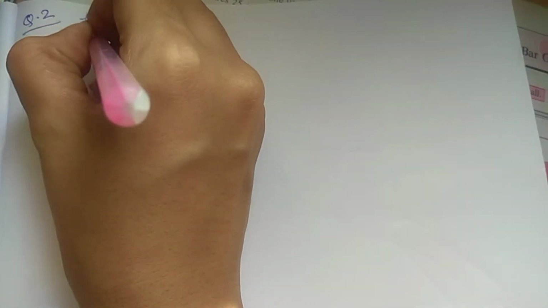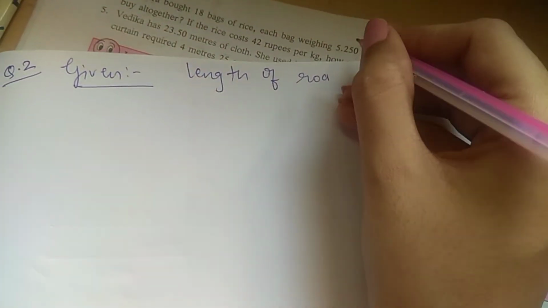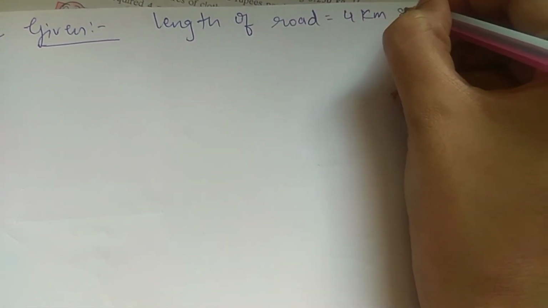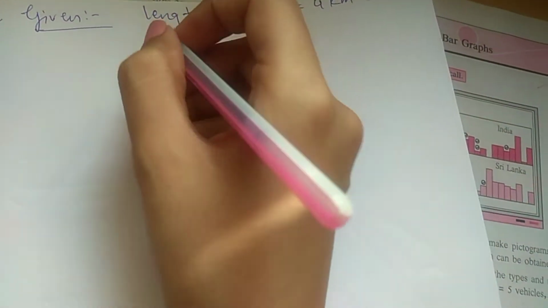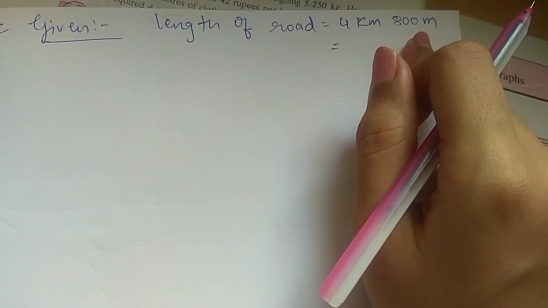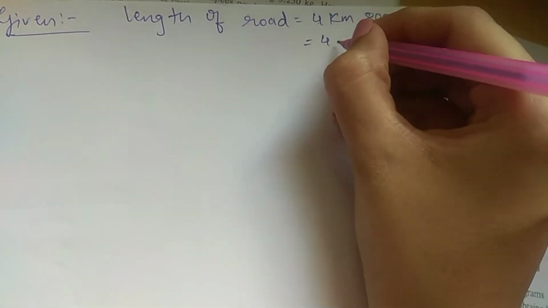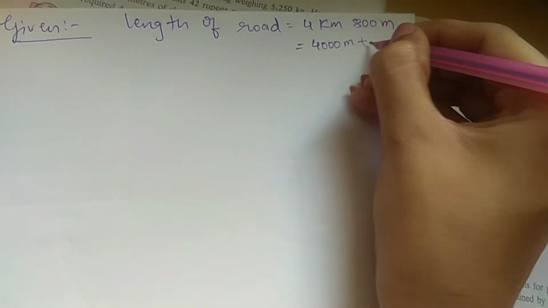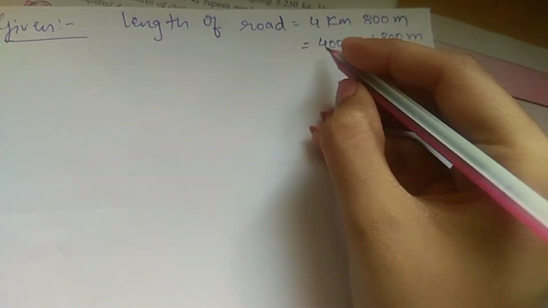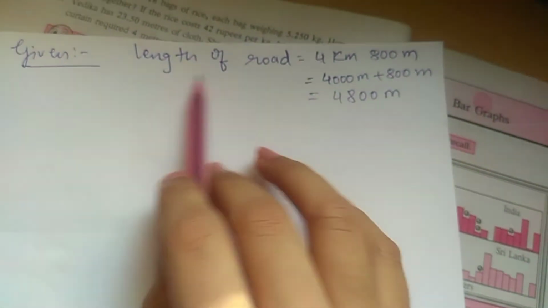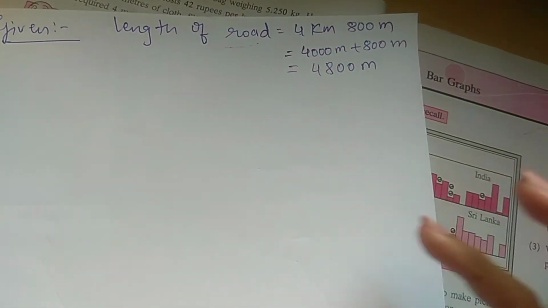Hence, starting with the given: the length of the road. What's the length of the road? 4 km 800 meters. Then we can write this fully in terms of meters. 4 km will become 4,000 meters, plus 800 meters will ultimately give us 4,800 meters. So that's the length of the road in terms of meters.